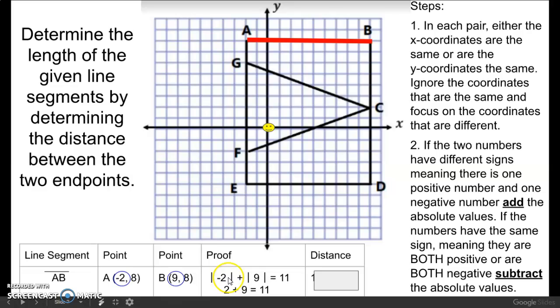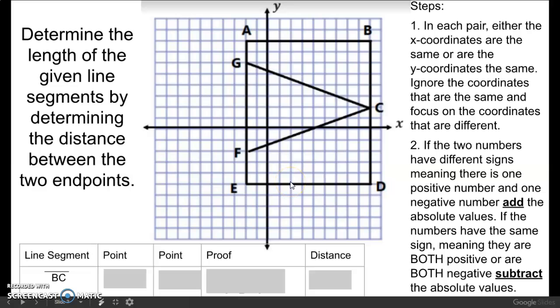The absolute value of -2 is 2. The absolute value of 9 is 9. 2 plus 9 is 11. So the distance between the endpoints A and B is 11 units. Let's move on to our next example.